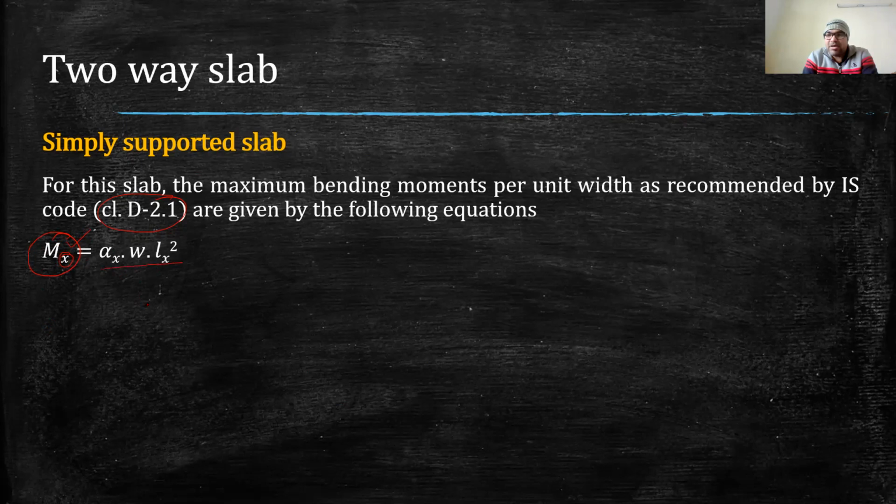Similarly, if we have to find the bending moment along the longer span, we can calculate the value of My using this formula. You will be surprised that in both formulas Lx is used. Yes, in both formulas Lx will be used, because we intentionally want the maximum bending moment to occur along the shorter span.